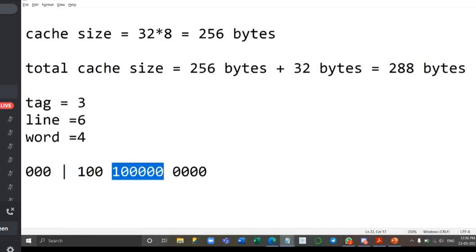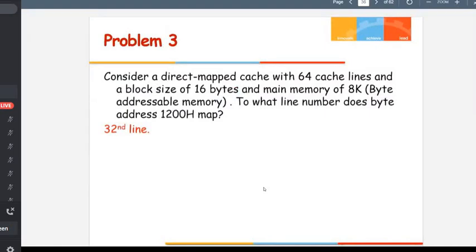So this is a 6-bit binary number. If we convert this to decimal, we get 2 to the power 0 into 0, 2 to the power 1 into 0, 2 to the power 2 into 0, 2 to the power 3 into 0, 2 to the power 4 into 0, and plus 2 to the power 5 into 1. 2 to the power 5 is 32. This will go in the 32nd line. I hope that made sense.